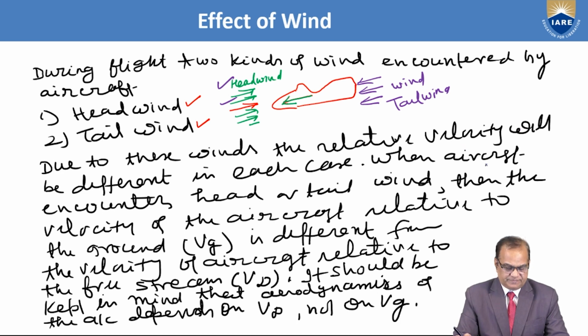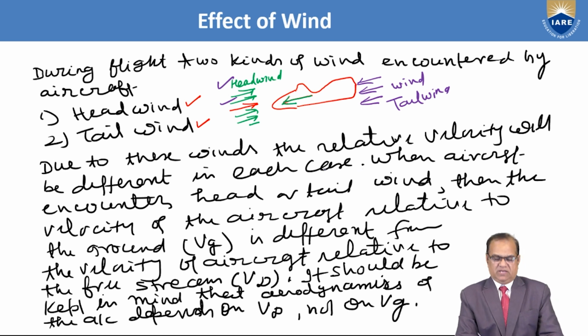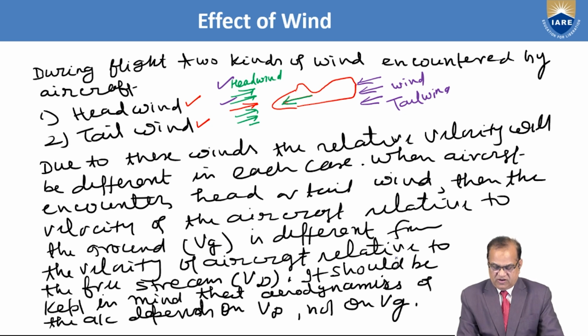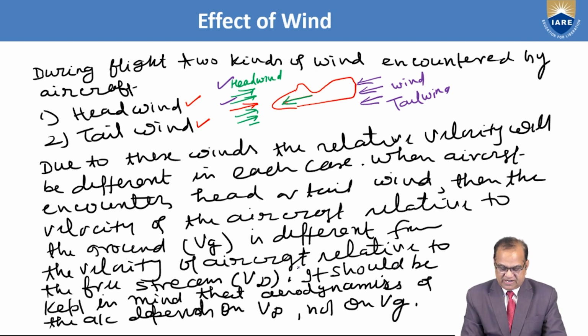When the aircraft encounters headwind or the tailwind, then the velocity of the aircraft relative to the ground, that is called Vg, is different from the velocity of the aircraft relative to the free stream velocity, that is called V infinity. So ground speed will be different with respect to the free stream velocity.